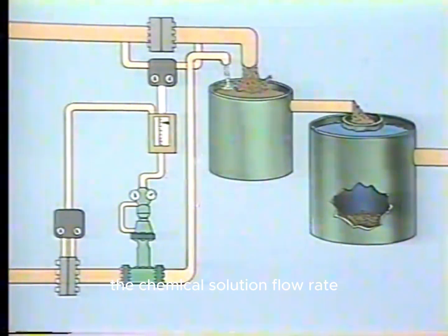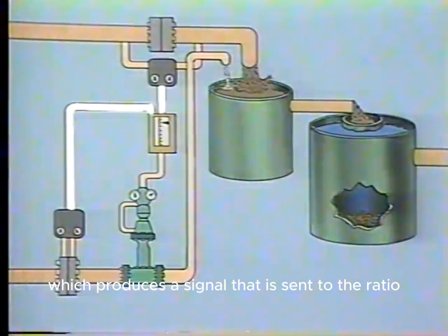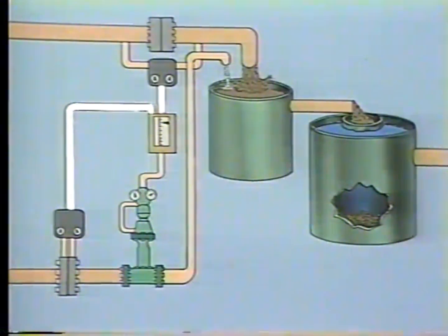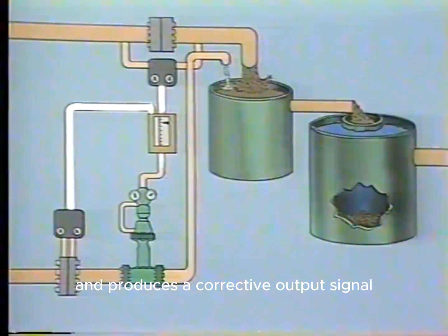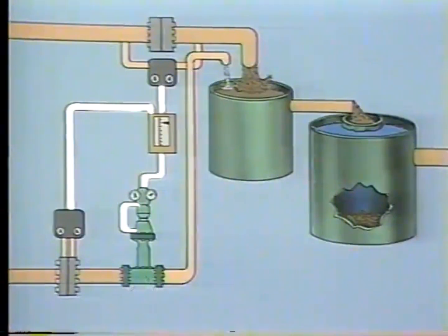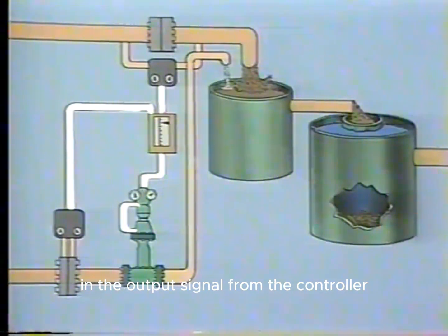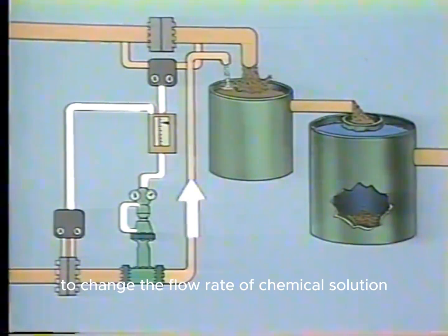The chemical solution flow rate is measured by this flow transmitter, which produces a signal that is sent to the ratio controller and compared to set point. The controller computes any difference between the signals and produces a corrective output signal that operates the final control element. The final control element responds to changes in the output signal from the controller and repositions itself to change the flow rate of chemical solution.